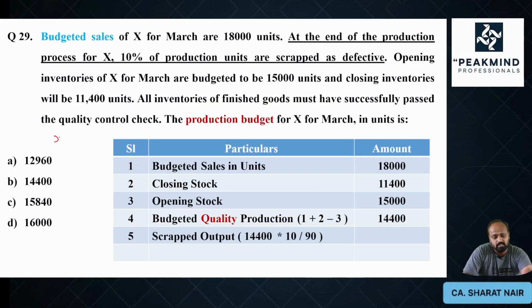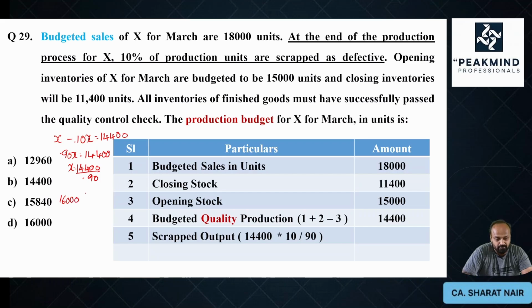Now to understand it in another way, we can write actual output, good including the scrap, is X. X minus 10% of X is equal to how much? 14,400 units. So what will happen? X minus 0.10X, so I will write 0.90X is equal to 14,400. So X will be how much? 14,400 divided by 0.90.